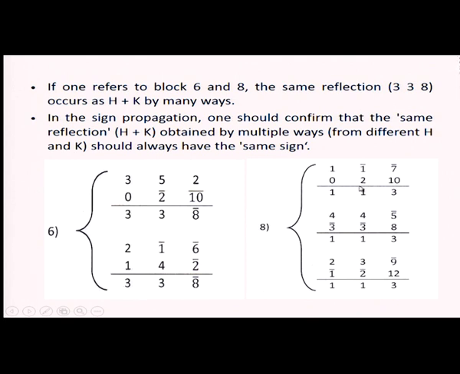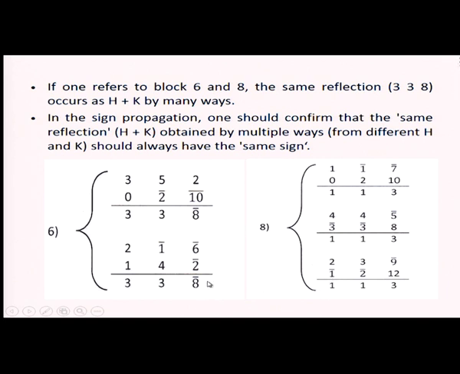Now, we have three different ways of getting the same reflection 1 1 3, right. So, 1 1 3 is obtained from different pairs. 1 1 bar 7 bar and 0 2 10, when you add: 1 plus 0 is 1, minus 1 plus 2 is 1, minus 7 plus 10 is 3. Then, 4 minus 3 is 1, 4 minus 3 is 1, minus 5 plus 8 is 3. Then, 2 minus 1 is 1, 3 minus 2 is 1, minus 9 plus 12 is 3, which is 1 1 3. Now, what you have to get is that every answer should be the same.